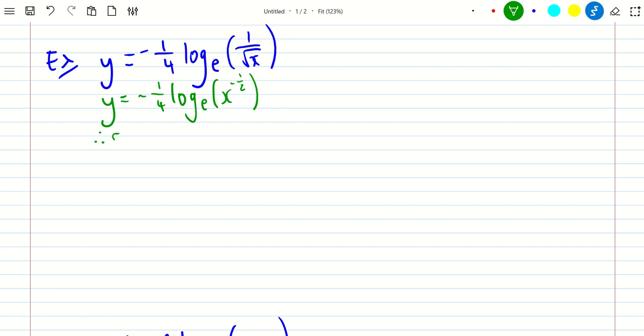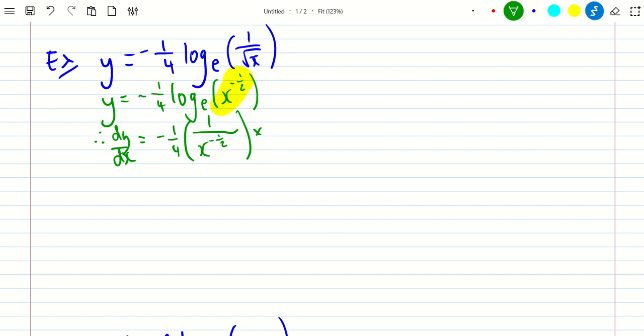So therefore, our derivative, and we say we've got a function inside of the log e function. So I'm just going to write the negative 1/4 there. It sits there. And then what we've got is it's going to be 1 over the function. We write it there. So it'll be x to the negative 1/2. Okay. So 1 over that function. And then we're going to multiply by the derivative of that inside function.